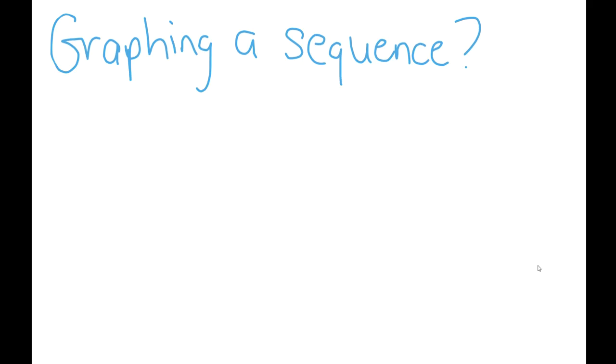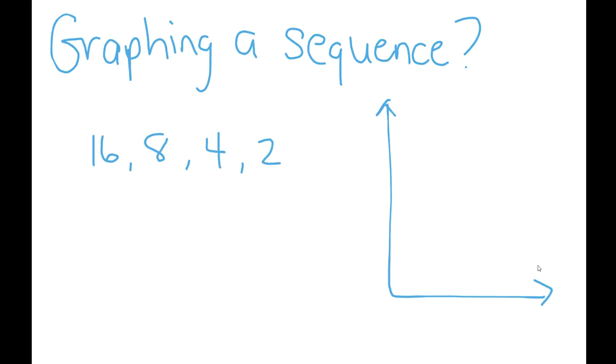If they actually have you graph a sequence, you can graph a sequence on a coordinate plane. Really what you just have to do is add an x to it. So for example, if I have 16, 8, 4, 2, these are like the outputs, the y's, and you could just add an x up here and say, okay, the first number is 16, the second number is 8, the third number is 4, the fourth number is 2.